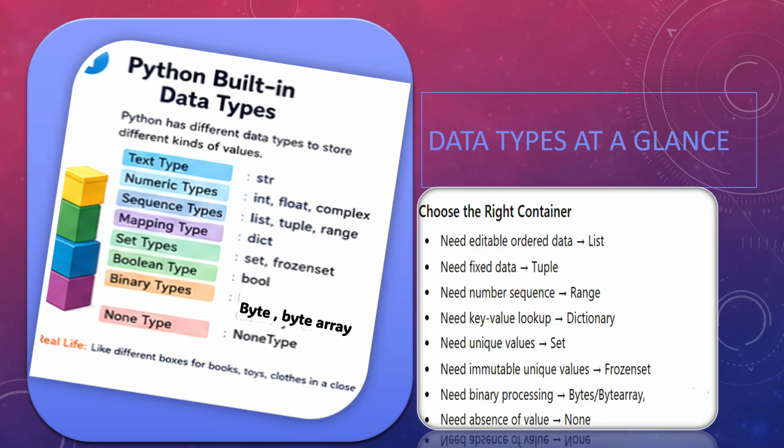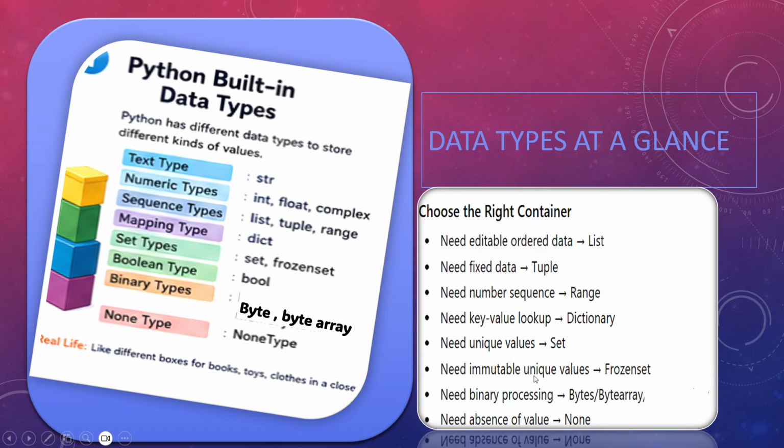But if it is data where you are not going to change or edit the values, you will go with tuple. Then if you need a number sequence, it is range. Range is an internal built-in function that is provided. Next, whenever you want a key value lookup, we go with dictionary. Whenever you want unique values, we go with set. And for immutable unique values, set is a mutable object, that means you can change the values. But if you want unique values that should not be changed, we go with frozen set, correct?